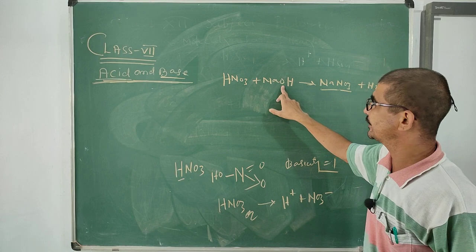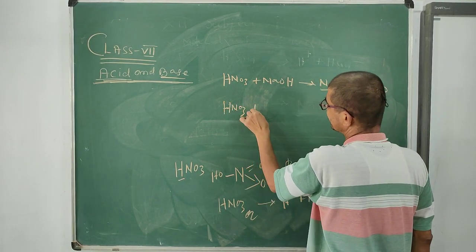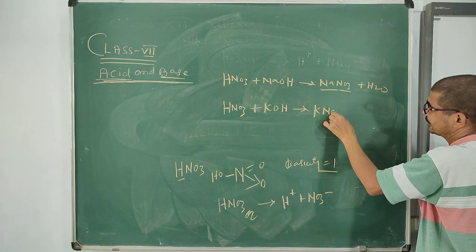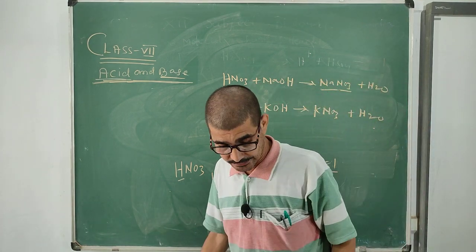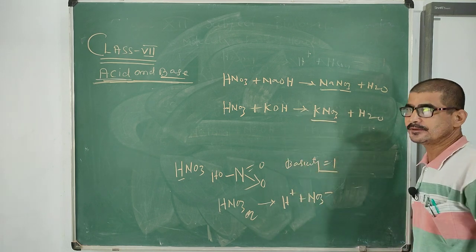of sodium hydroxide. But when nitric acid reacts with potassium hydroxide, then we will get potassium nitrate and water, because we know acid reacts with base to form salt and water. This is called a neutralization reaction. So we will get potassium nitrate.